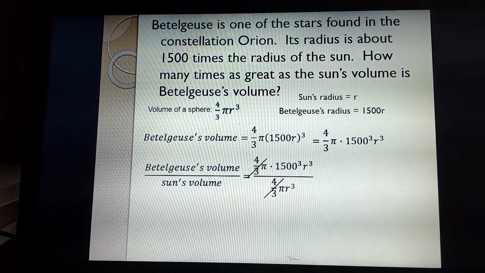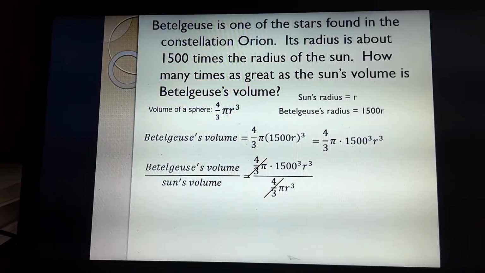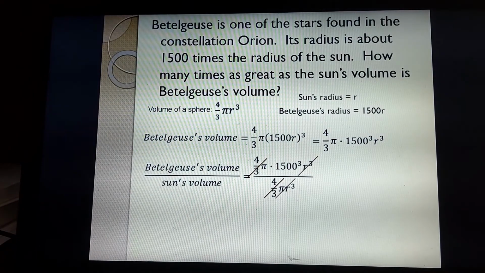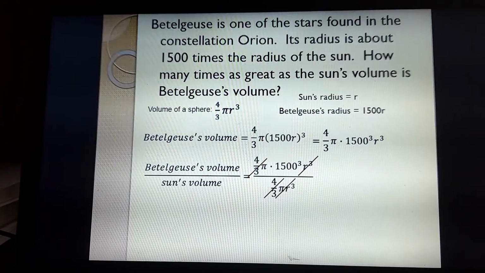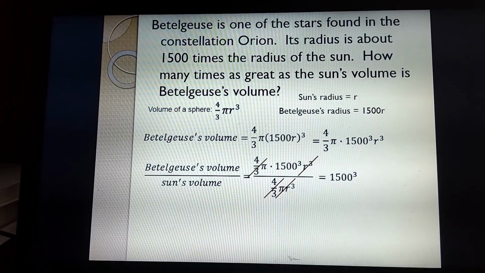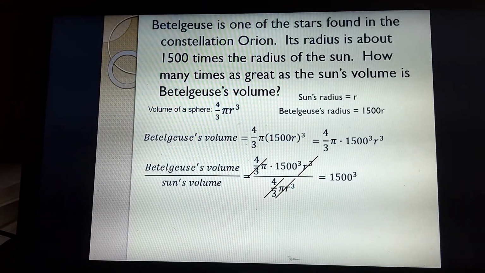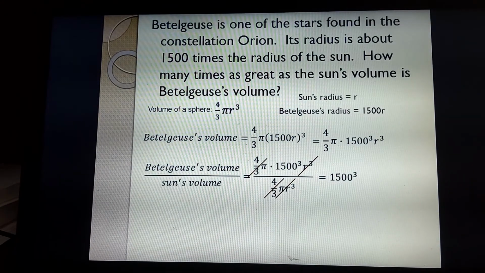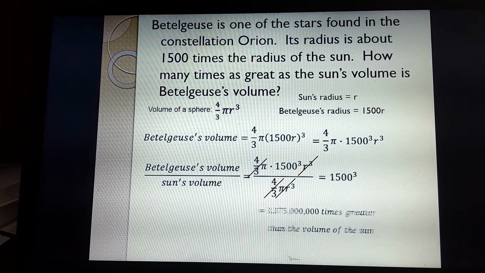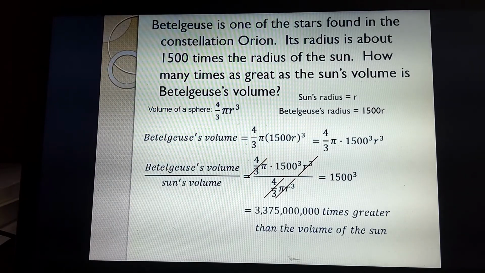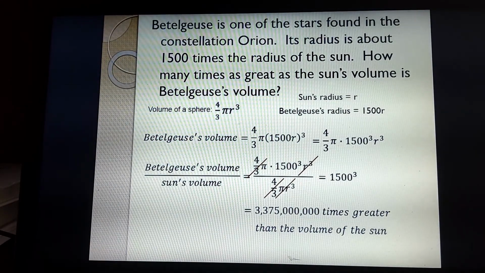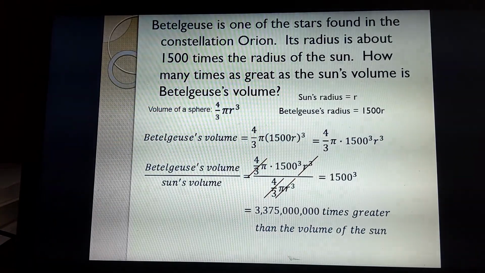Now I have a 1500 cubed on top. I don't have one on bottom. I have an r cubed on top and an r cubed on bottom, so those get to go away. So the only thing left is this 1500 cubed. Betelgeuse's volume is 1500 cubed times bigger than the sun's volume. If you want to know what that is in numbers, you put 1500 to the third in your calculator, and you get 3,375,000,000 times greater than the volume of the sun.